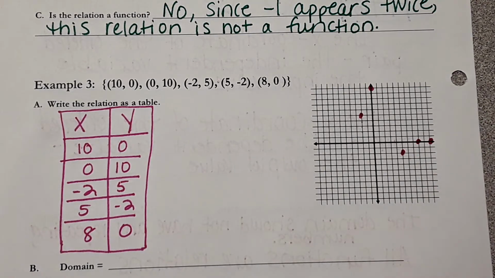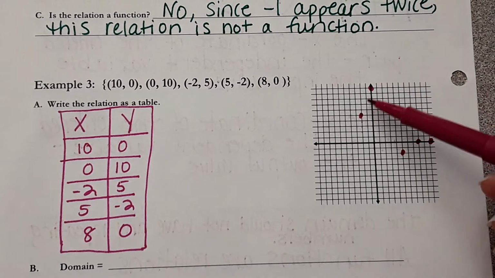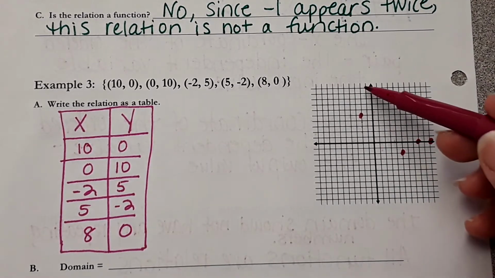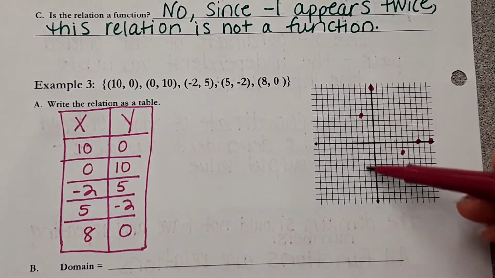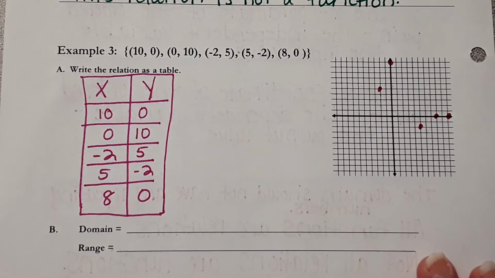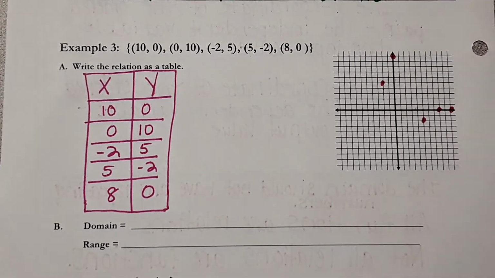They don't necessarily have to be in a line. But what you're looking for is your dots not to be in a vertical line. You don't want any dots to be on the same vertical line. That's your up and down lines.